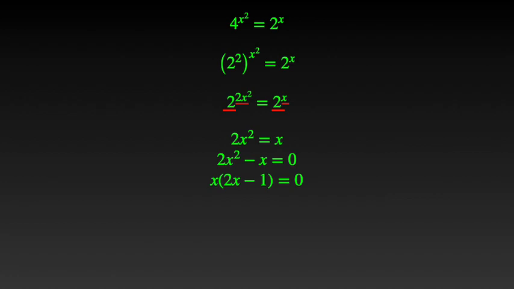Now we have x equals 0 or 2x minus 1 equals 0. Let's solve this one for x. First, let's move 1 to the other side. Now let's divide by 2 on both sides. Our solutions are x equals 0 and x equals half.